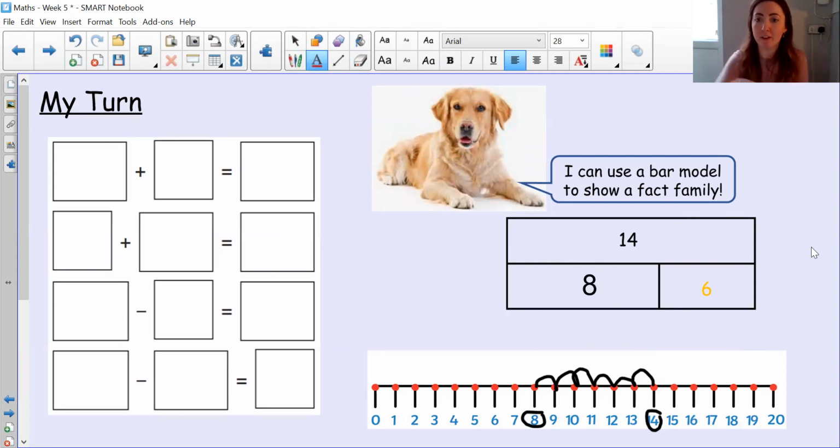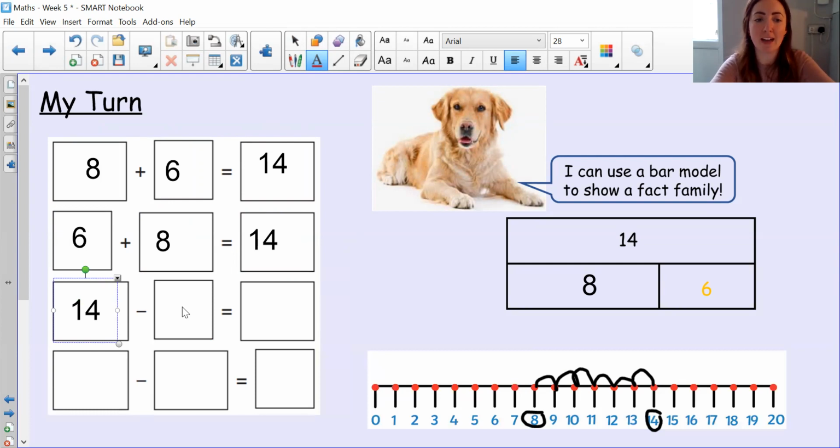Lovely. Now we've got our 3 numbers. We've got our whole number 14 and our 2 parts 8 and 6. So in the part whole model, we have 8 plus 6 equals 14. Then swap those 2 parts over. 6 plus 8 equals 14. And then subtraction, we're going to start with 14 subtract 8 equals 6. And 14 subtract 6 equals 8. And there's our fact family. Okay.